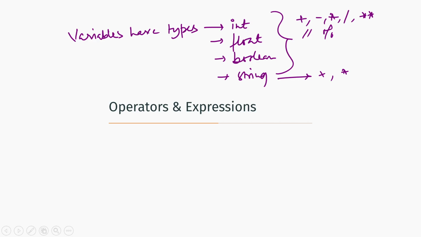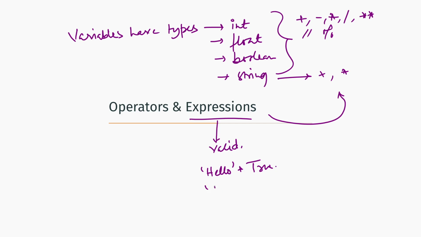Finally, expressions are nothing but a valid combination of one of these operators. Now you must know what valid means. I'll give you an example of an invalid operation. An invalid operation would be hello plus true, or hello times hi. These are invalid operations. So the operation doesn't have to make sense, but it has to be valid. An expression is a combination of these valid operations on variables or literals.